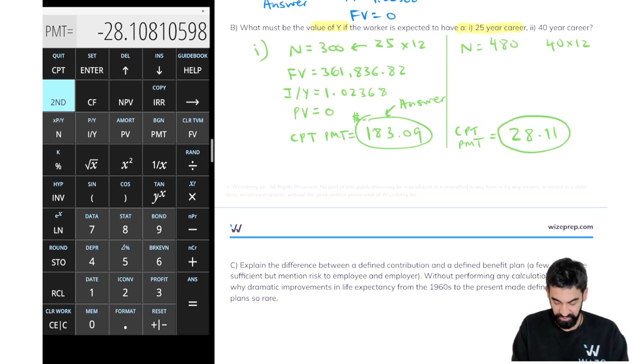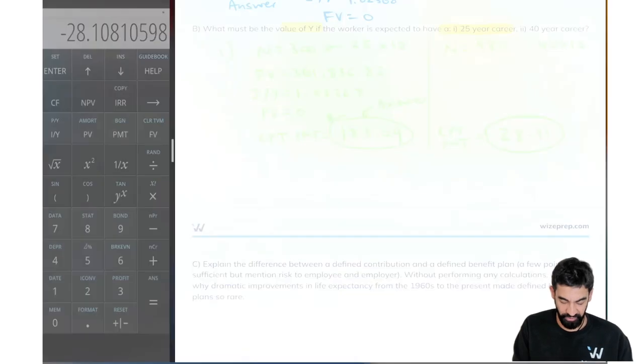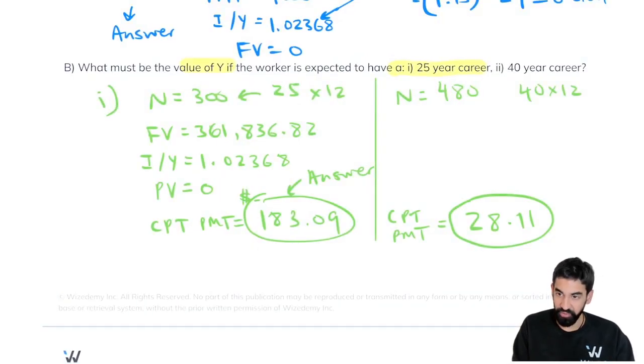And even though it puts it as a negative here, you just keep it as a positive because it doesn't make sense to make negative payments in your financial calculator. It just puts the opposite sign of the FV, but you're still putting it as a positive in your answer. So these two are both your answers. This is for part 2, the 40-year career. On the left was for the 25-year career.